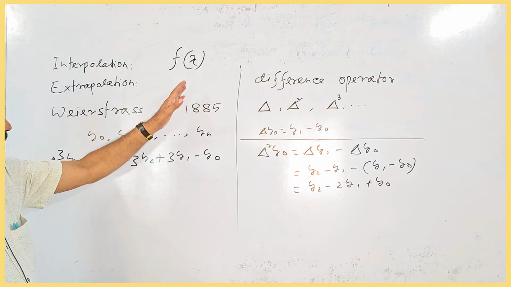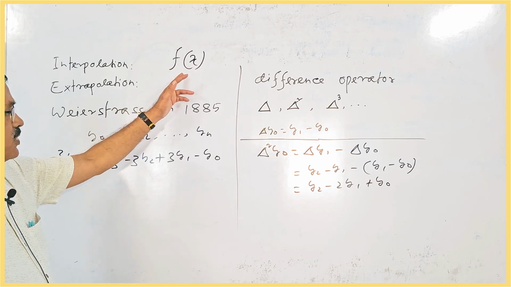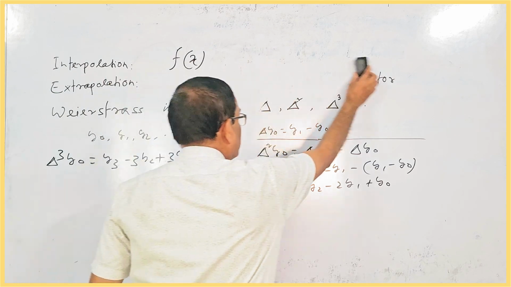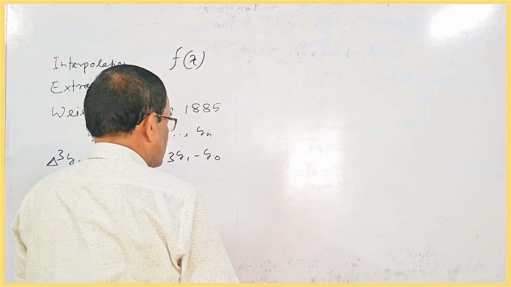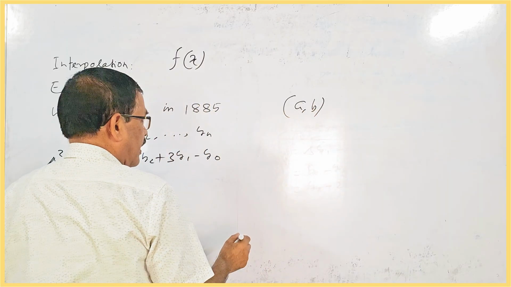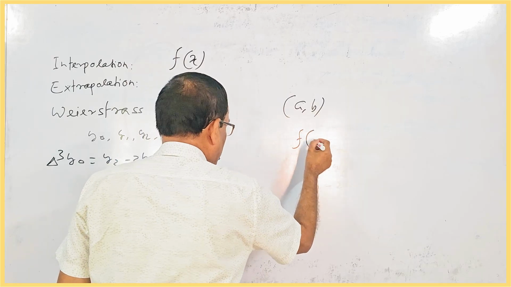And this is given by a mathematician, Weierstrass, in the year 1885. So he postulates two theorems on which we can replace this function by a polynomial. The first postulate is that any function which is continuous in an interval, say (a, b), can be replaced by another polynomial p(x), where f(x) was the given function.